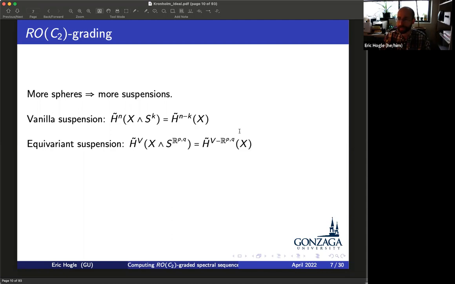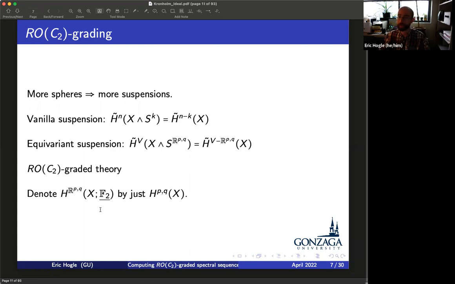Can you see? Okay. But we're rather subtracting a representation. So the values that we're putting on this cohomology theory aren't numbers. They're representations. And so that's why this is called an R O(C2) graded theory. The theory is graded not by numbers, but by representations of the group. Okay. And because our group has sort of two dimensions of representations, the trivial representation and the sign representation, we're going to just make this a bi-graded theory. We'll have a p and a q that indicate which representation we're talking about.